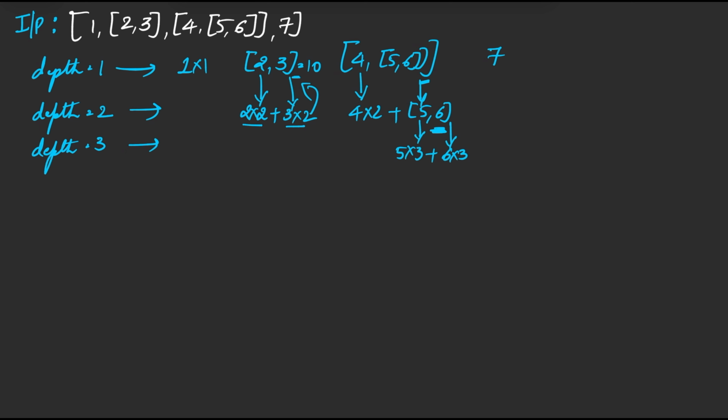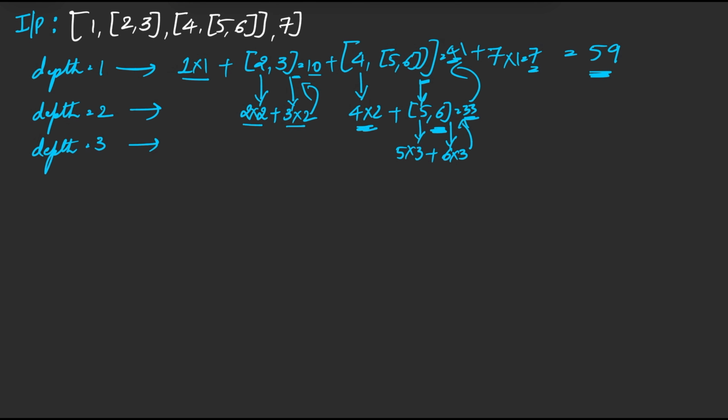So when you add them you get 15 plus 18. So it returns 33. 33 plus 8 is 41. So this returns 41. And the next element at depth 1 is 7, multiplied by its depth 1. So this will just be 7. We have iterated over all the elements at depth 1. Now add all the weights, that is 1 plus 10 plus 41 plus 7, which is nothing but 59, which is the output to return.